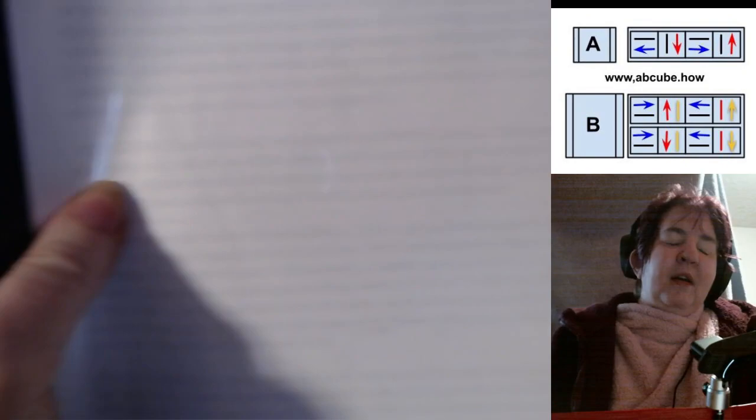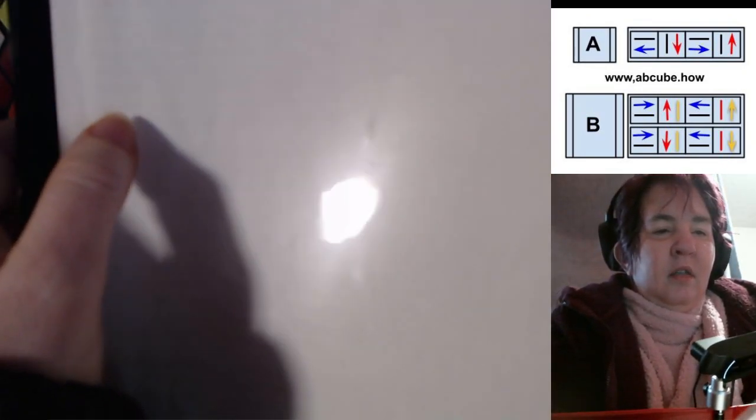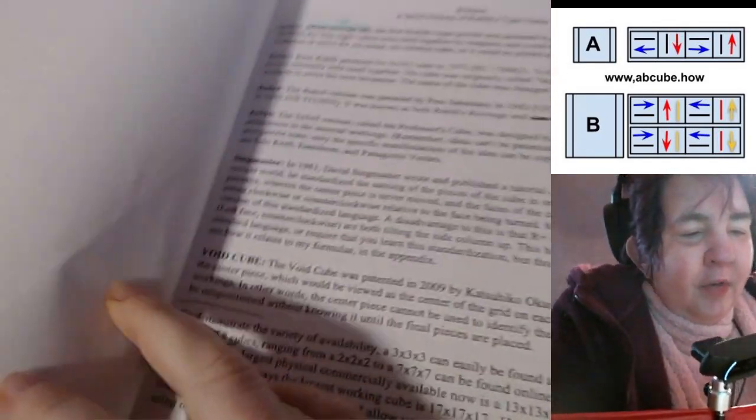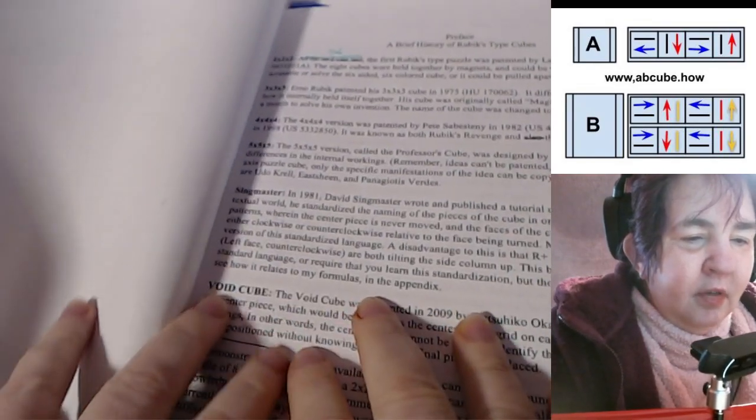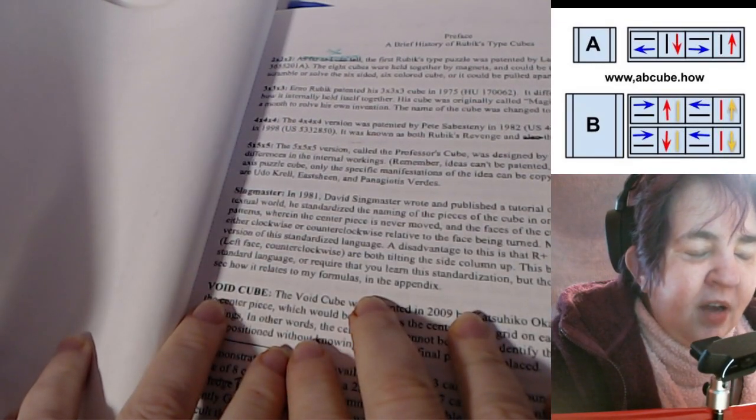And then I've started printing things out at the library. Got this far. 2 formula cube solve for non-cubists. A brief overview of a brief history of Rubik's type cubes.